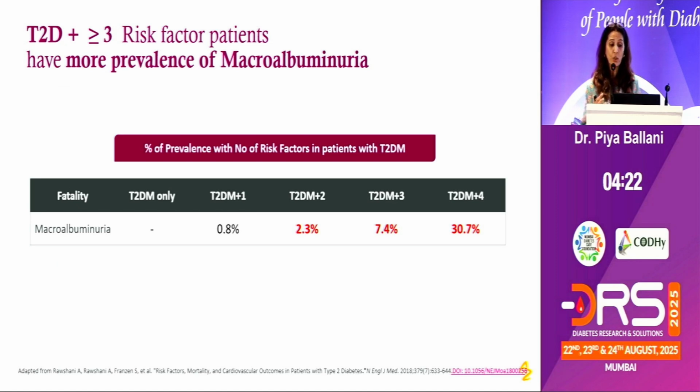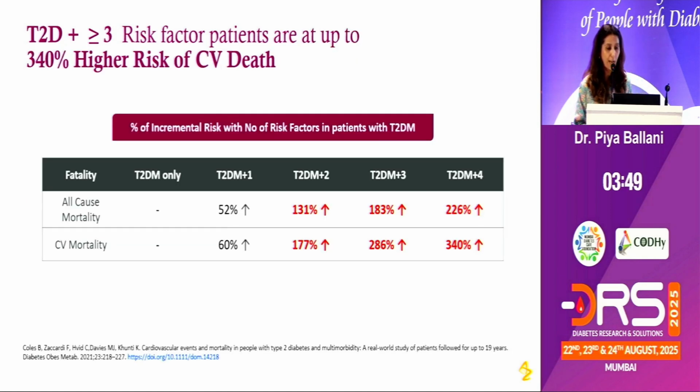Macroalbuminuria also is very common. For patients with type 2 diabetes with 3 risk factors, macroalbuminuria is present in 7.4% of patients, and make it 4 risk factors, directly zooming up to 30% of patients with macroalbuminuria. Now we know that albumin in itself is a mediator and marker, not only for worsening kidney disease, but for cardiac disease in itself. As a result, when you have albuminuria which is increasing, again, it is important to take early intensive action.